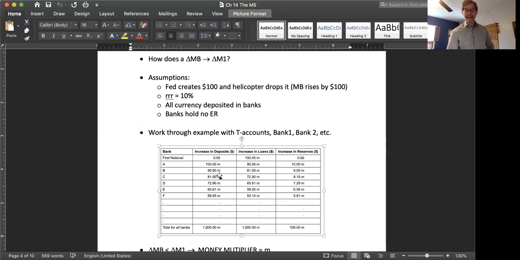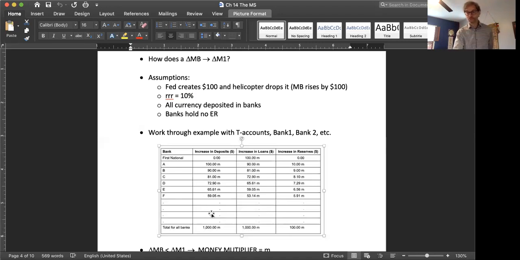But once the $81 has been lent out, it's going to end up in another bank, and it's going to create $81 in deposits for them. How much of it is required reserves? $8.10. Meaning how much is in excess? $72.90. What's the bank going to do? They're going to lend that out. And notice here what's happening.